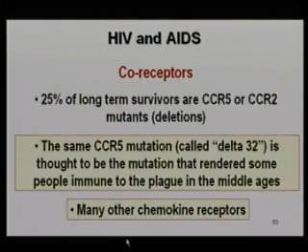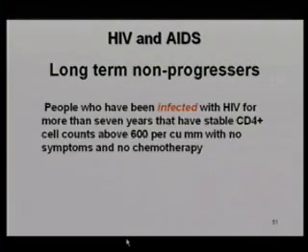Many chemokine receptors. This is a very complicated story. It's not as simple as I'm making out, but nevertheless, you can see what's going on here. And then there are the long-term non-progressors. These are people who have been infected with HIV, but keep their CD4 cells up. So these are probably a very heterogeneous group of people that are mounting a pretty good immune response.